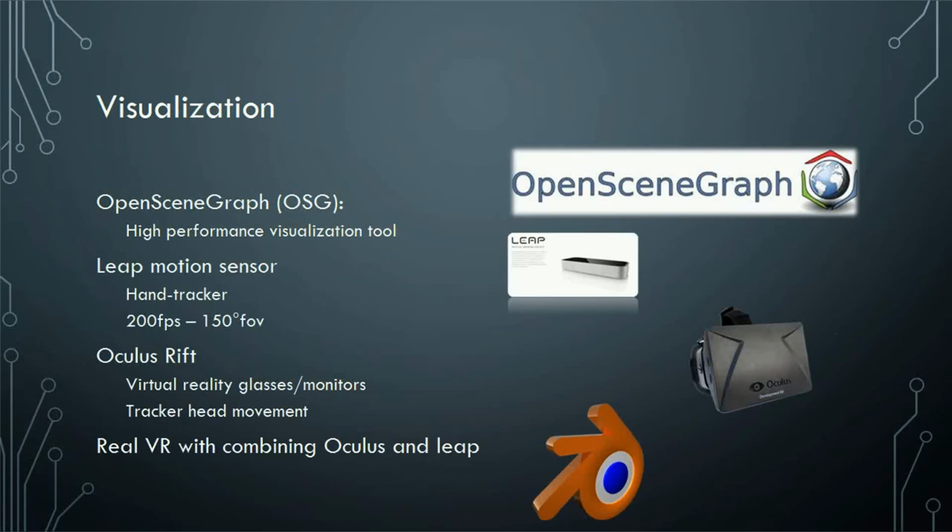To create and render a real 3D visualization of our segmented 3D object, we use the OpenSceneGraph high performance visualization tool. This is a C++ cross-platform library, so our viewer can be used under different operating systems also. Our viewer has some features like hand tracking and head tracking. For hand tracking, we use the Leap Motion sensor, which is an infrared camera that tracks your hand.